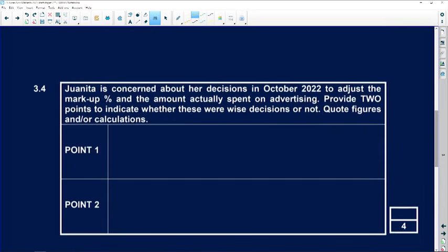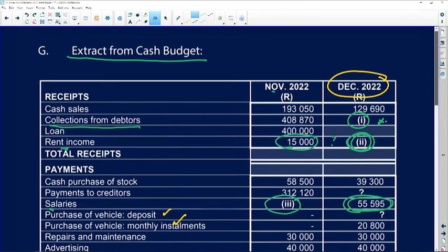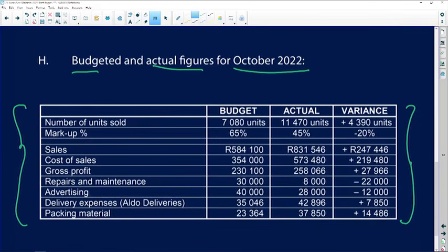So once again, the owner is concerned about her decision in October 2022 to adjust the markup percentage and the amount actually spent on advertising. Provide 2 points to indicate whether these were wise decisions or not, quote figures and or calculations. Okay, so going back to our information, we're obviously looking at markup, right, and we're looking at advertising. So if we go further down, there we go. Right, so here's our markup.